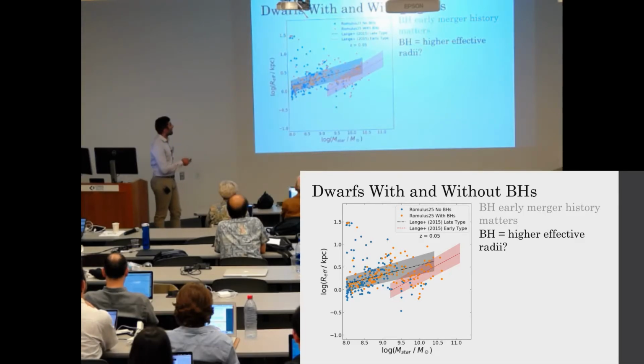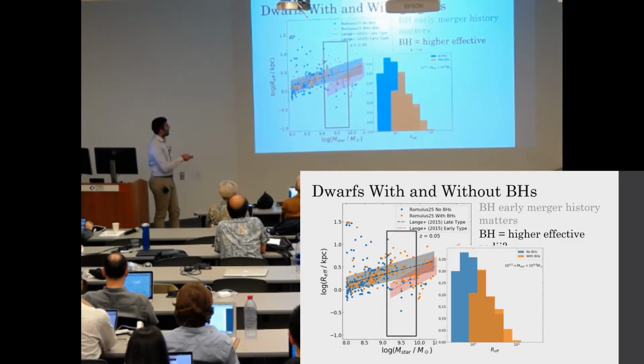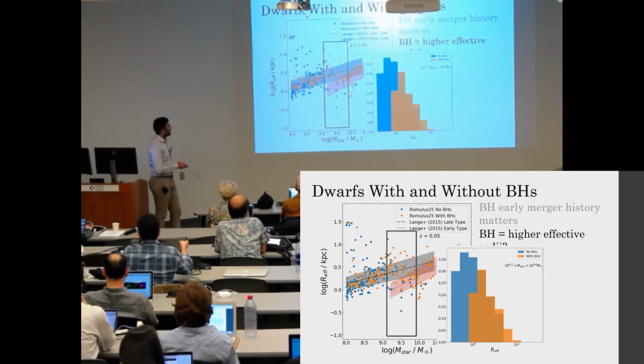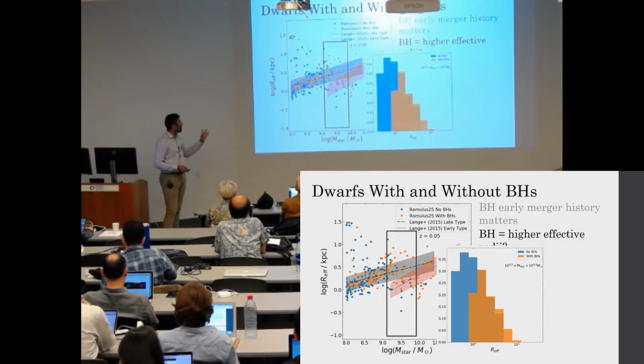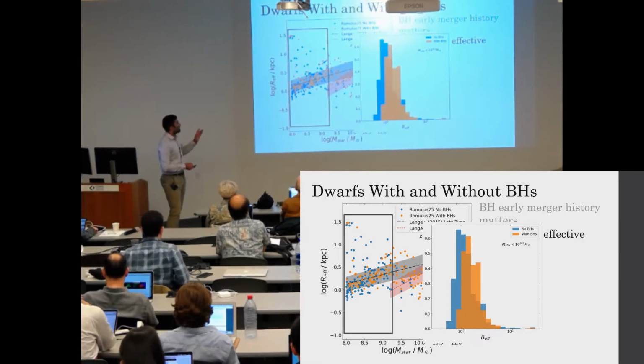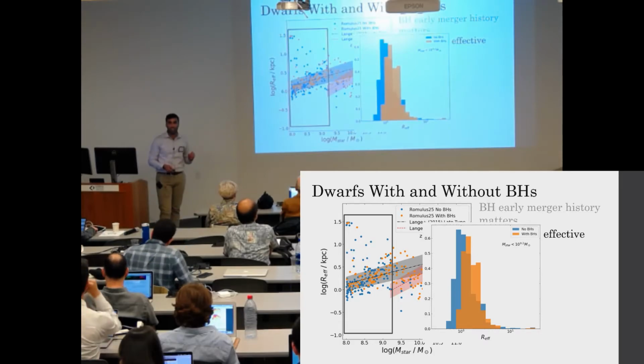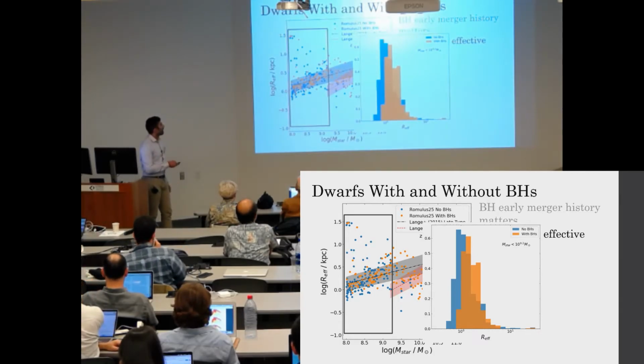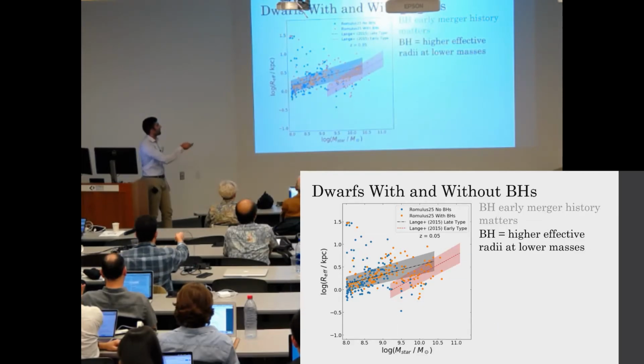And so looking at the sample that I highlighted earlier, we don't see much of a change in the effective radius. The colors are the same here. Orange is with black holes, blue is without black holes. We don't see much of a change in the effective radius in this mass range. However, if we were to look at a lower mass range, there does seem to be some sort of systematic difference in the effective radii based on the presence of a black hole in these galaxies. And we can make this statement that having a black hole seems to give you a higher effective radius at lower masses.